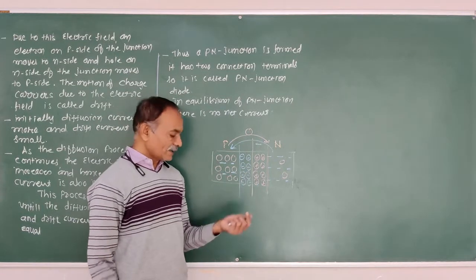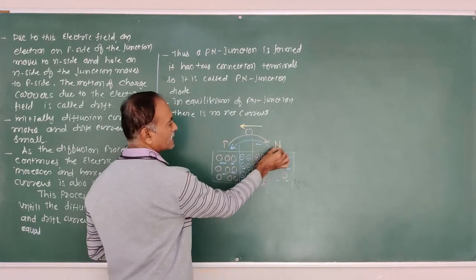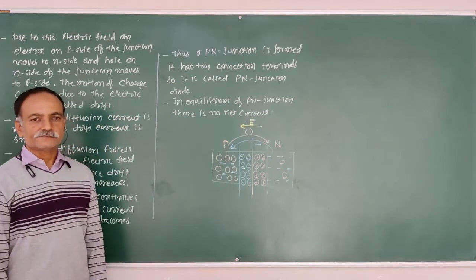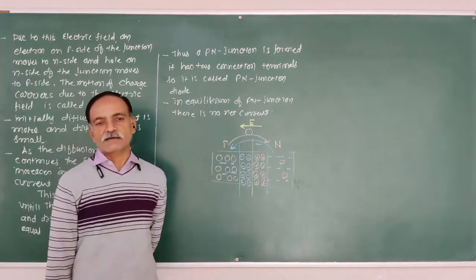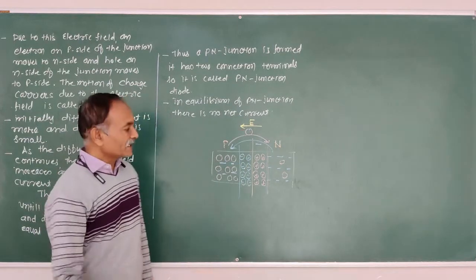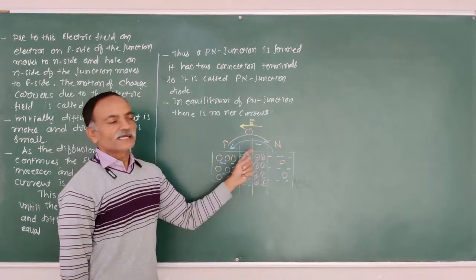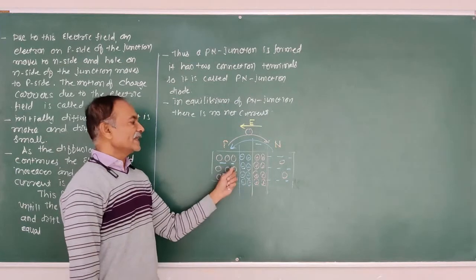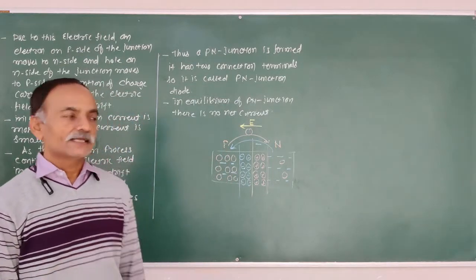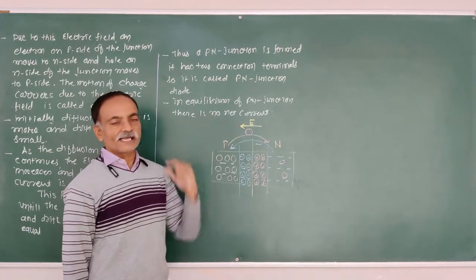Here the electric field is established in the direction from positive to negative, that means from the N region to the P region. Now due to this electric field, during the diffusion process, more and more positive charges are accumulated near the junction in the N region, and negative charges are deposited in the P region near the junction. Therefore, the electric field becomes stronger; the strength of the electric field increases.